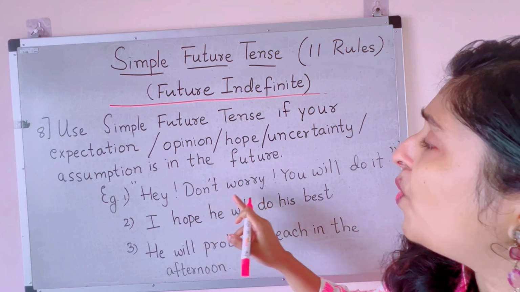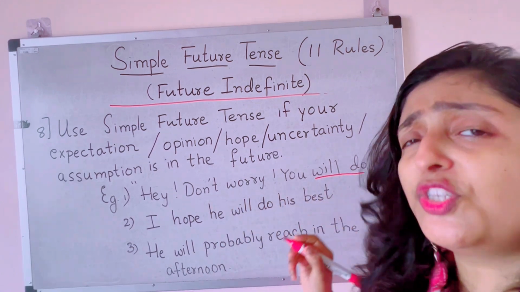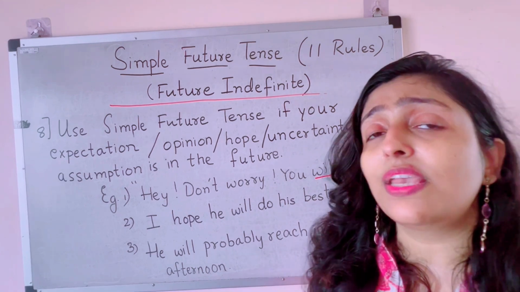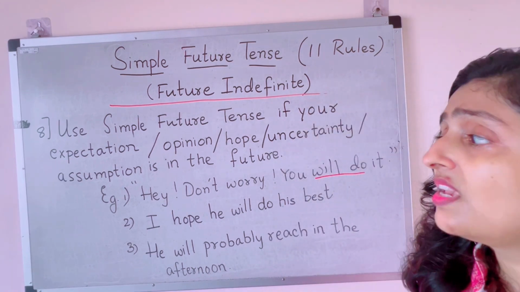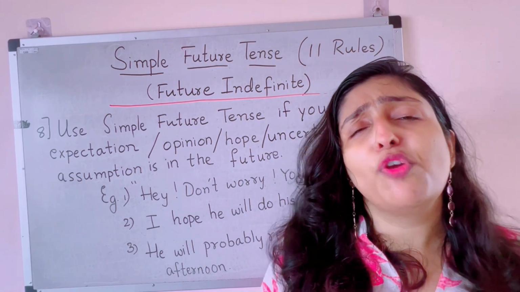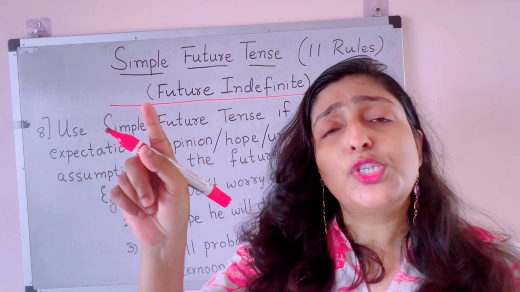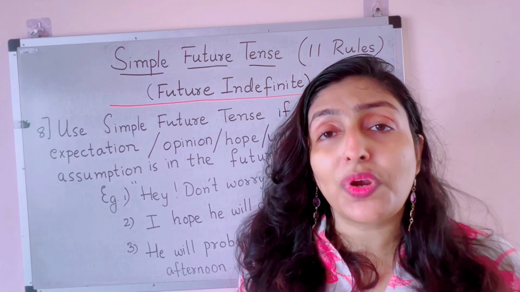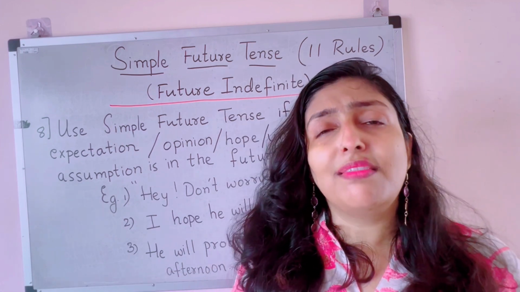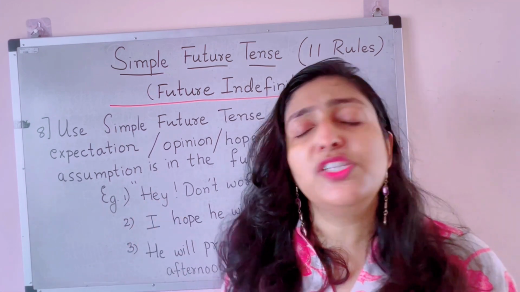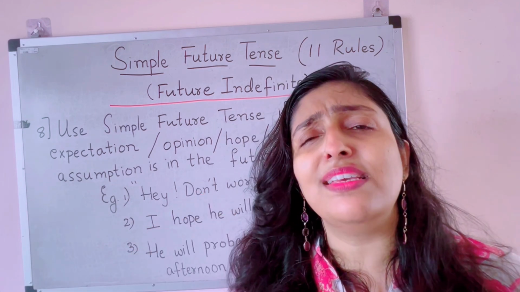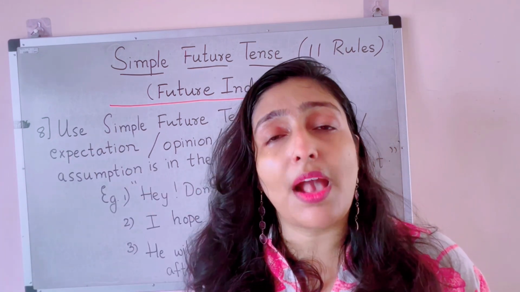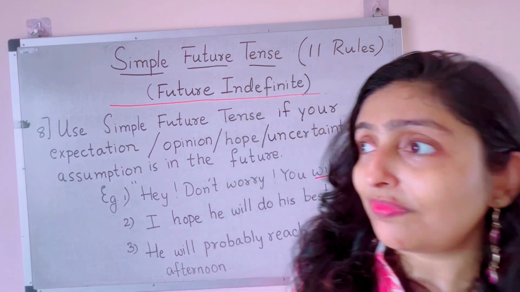Example 1. Hey, don't worry. You will do it. You'll indeed do it. Will do is in simple future tense. Don't worry, you will do it. Your friend is going to associate with the tournament. He's a participant in the tournament. You are wishing the best for him. And you remark, hey, don't worry, you will do it. It means you will come back with the cup or the trophy.